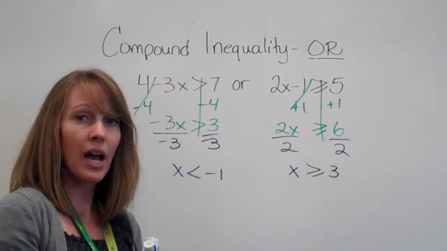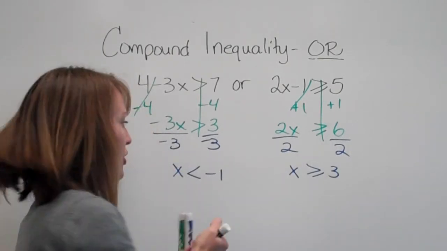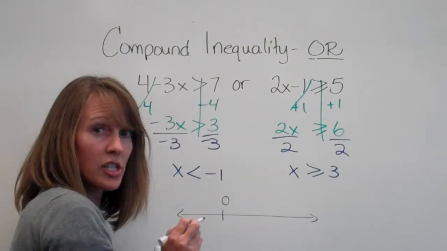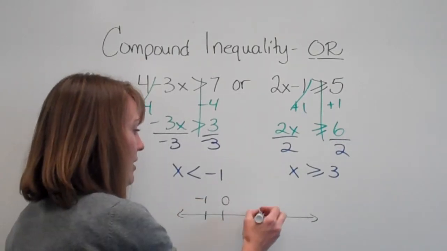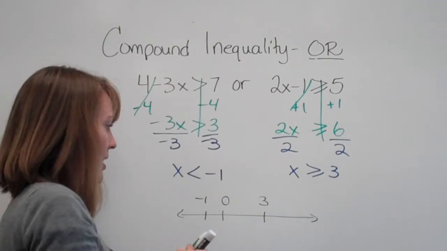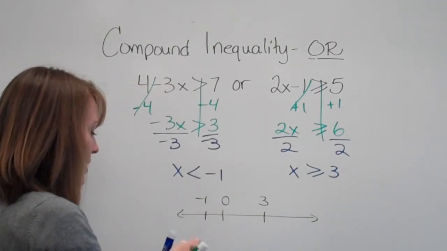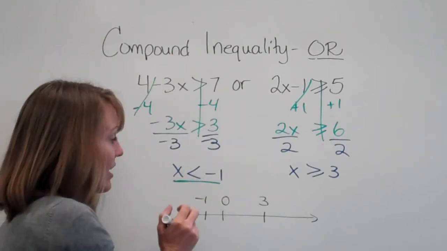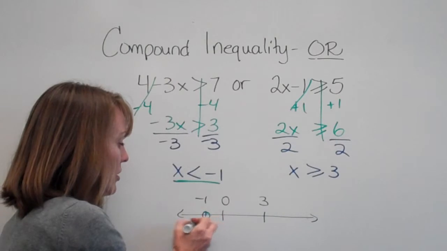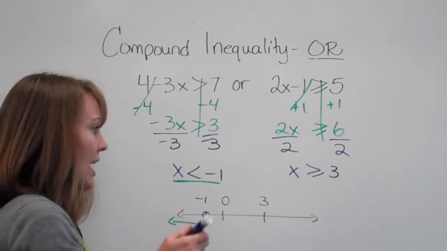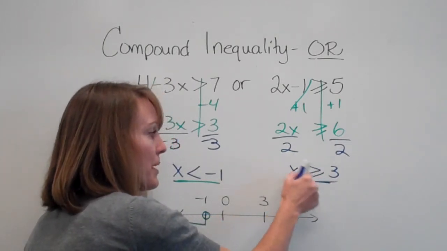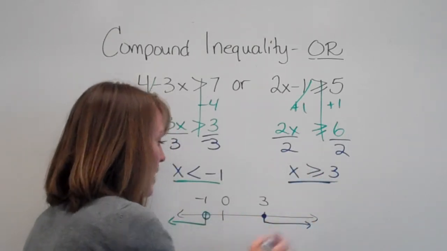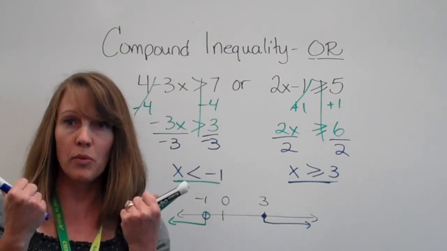Now, if we've done this right, it's going to graph away from each other. So let's see. We put our 0 on as a reference. Negative 1, positive 3. All right, we'll do this one first. So I want all the x's that are smaller than negative 1. It's an open hole, smaller. And I want all the x's that are bigger or equal to positive 3 going away. Beautiful. So my OR looks away from each other.